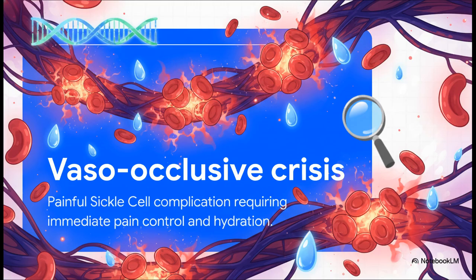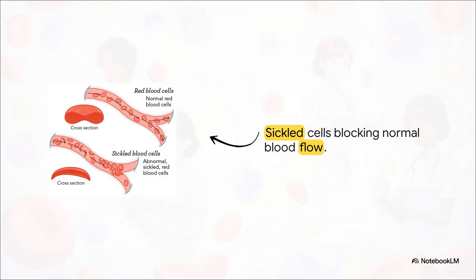Pain control, and aggressive hydration. And you really want to visualize exactly why we need that hydration. Normal red blood cells are super flexible, right? They just slide effortlessly right through the blood vessels. But sickled cells, they are rigid, abnormal, and shaped kind of like a crescent moon. They literally get stuck at the branch points of the blood vessels, causing a massive traffic jam.